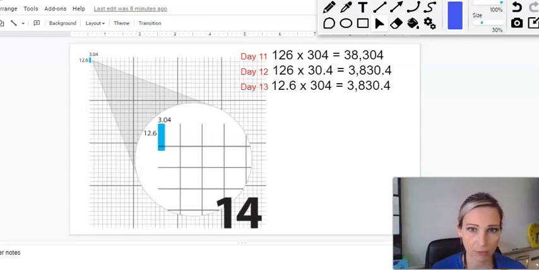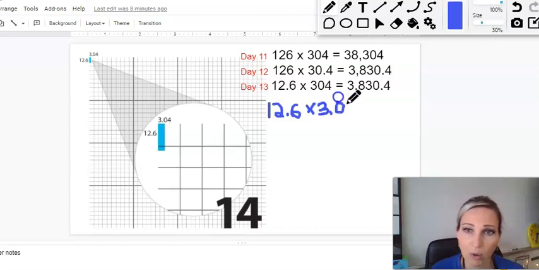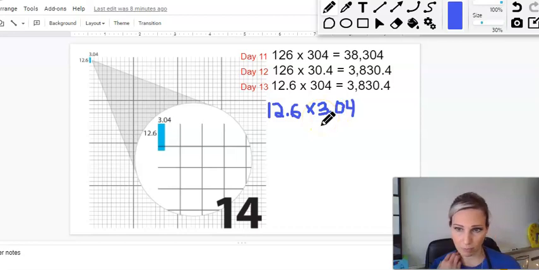Okay, so here we have Sunday's marker, and I went ahead and wrote day 11, day 12, day 13, the answers up here, because that helps me when I'm solving this problem. Now, first, we're going to estimate, so pause the video. This is 12 and 6/10 times 3 and 4/100. I want you to think about what would be a reasonable estimate. So pause the video, figure that out, and we'll come back and share.